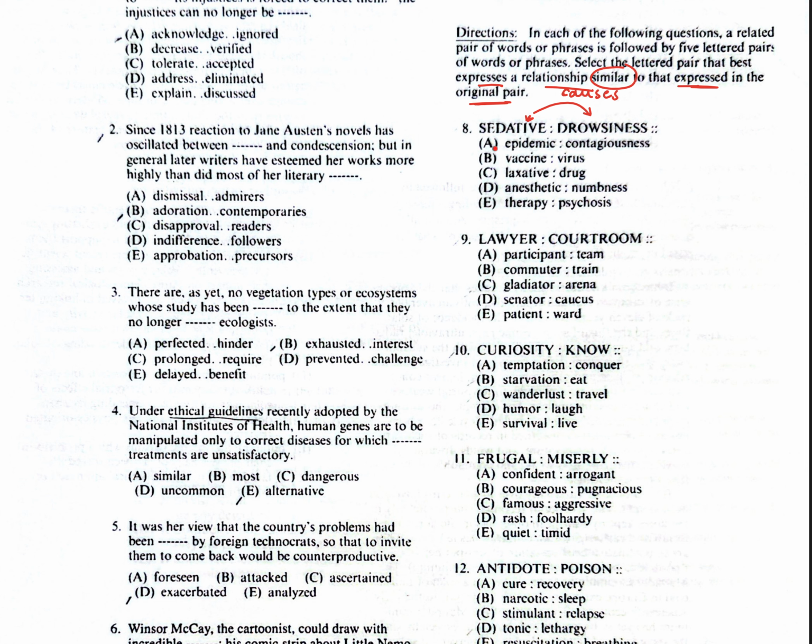For example, if I have a look at the A option, it says epidemic, and the other word is contagiousness. So contagiousness causes an epidemic, not vice versa, right? So this cannot be the option. In the same way, the second one is vaccine and virus. And I can say that vaccine fights a virus, right? So this also cannot be the option because this one fights with a virus.